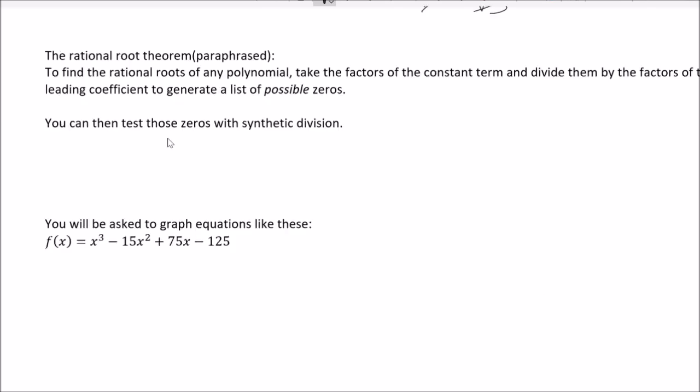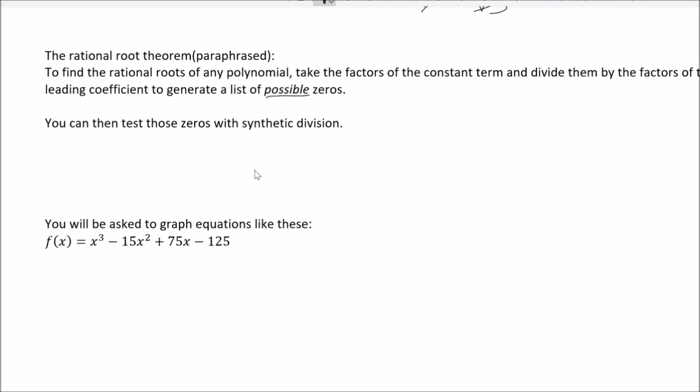What we're going to see today is my paraphrasing, actually, of the rational root theorem. For the purposes of this video, and you're welcome to look it up, I'm going to spare you the longer definition. Basically, what we do is if we want to find the rational roots of any polynomial, all we're going to do is take the factors of the constant term, and then we're going to divide those by the factors of the leading coefficient. That generates a list of possible zeros. It doesn't mean they are the zeros, but it means if there's rational zeros, then they're going to be in that list. Then we're going to test those with synthetic division.